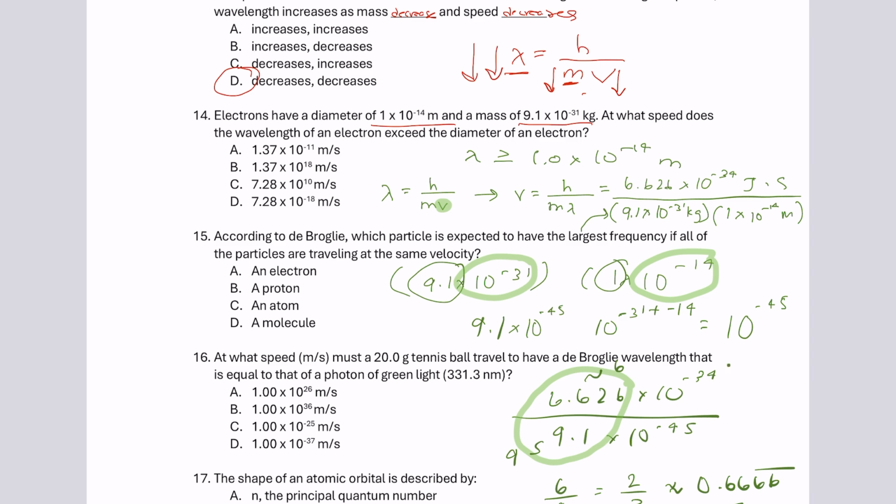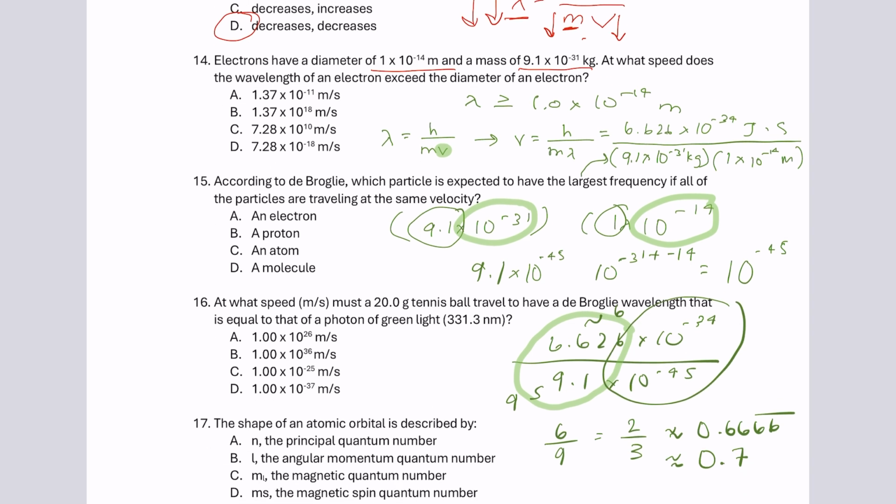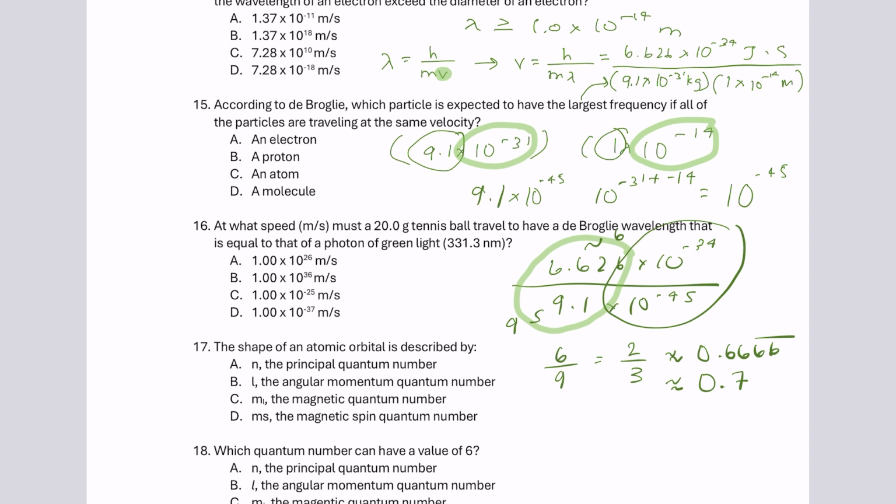The second part we have to deal with is these exponents. They're being divided, which means we have to subtract the exponents. So 10 to the minus 34 minus negative 45. This is just negative 34 plus 45, and that's equal to 10 to the 11. So our speed is equal to 0.7 times 10 to the 11. And the units associated with this are meters per second.